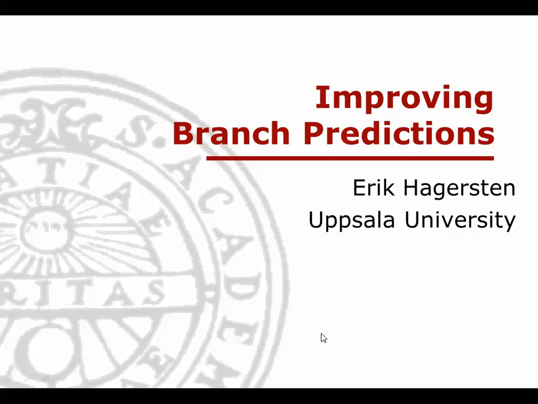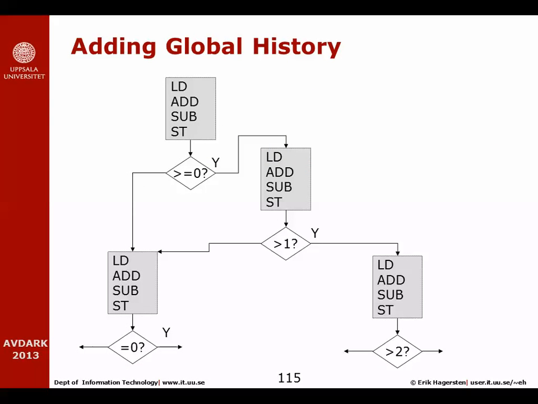So there are a couple of ways the predictor of the previous example can be improved. One of them is to add a little bit of global history to the prediction. So what we have here is a possible execution path of an application, and let's say that we have one common execution path that follows the red line over here, and the branch predictor will quickly learn that we take the left path of the first branch and that we take the left branch of the second path.